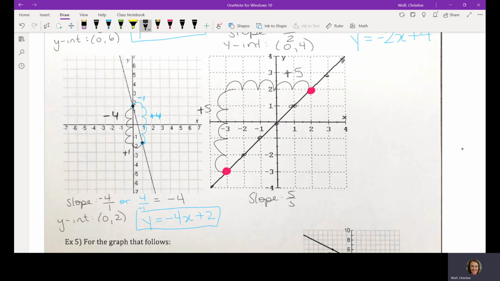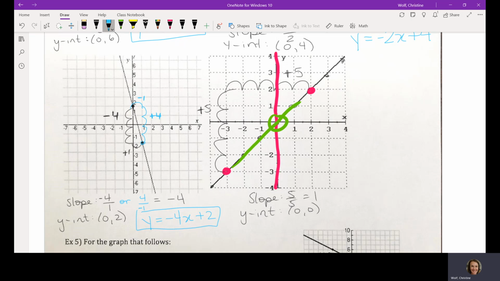So my slope is 5/5. Always reduce that. Your slope is just 1. Okay. Now your y-intercept, where does the graph cross the y-axis? Here's your y-axis right there. Here's your graph. Where do they meet? Right there at the origin, which is 0. Okay. So your y-intercept is actually at 0, 0. Okay, it crosses right at the origin.